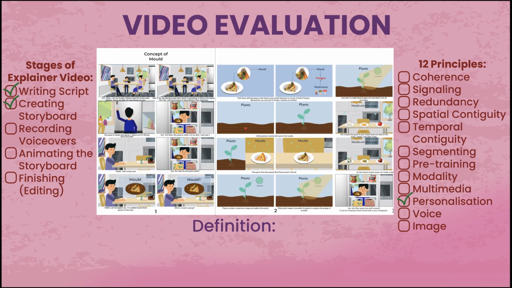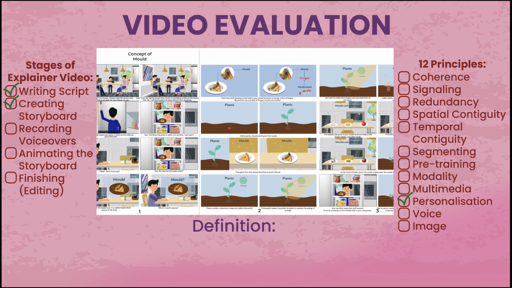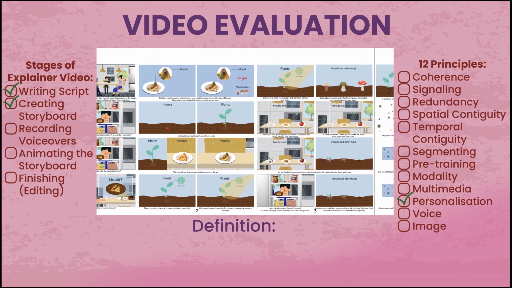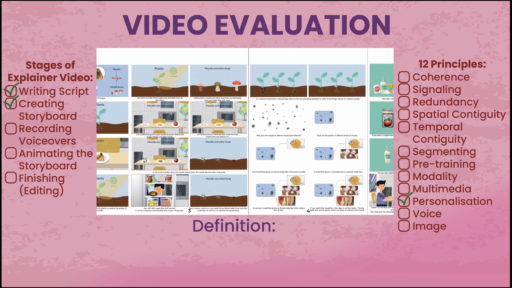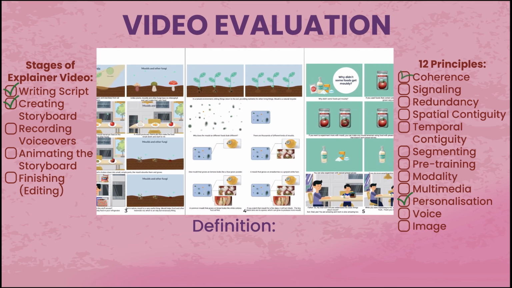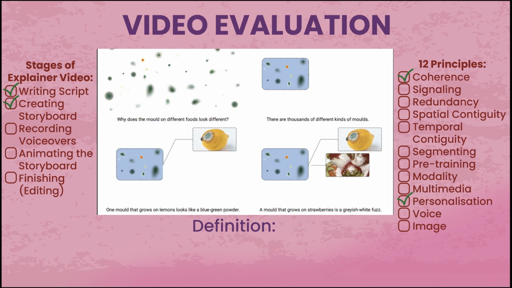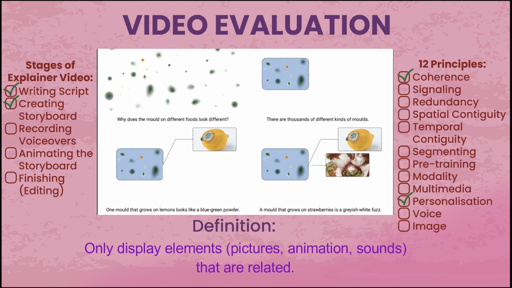Now, let's check whether or not the storyboard implements the CTML principles. There are several CTML principles that are applied in the storyboard. First, the coherence principle. The storyboard applies the coherence principle since it does not display any unnecessary images, animation, or sound. Every element is related to the topic and to what is presented.